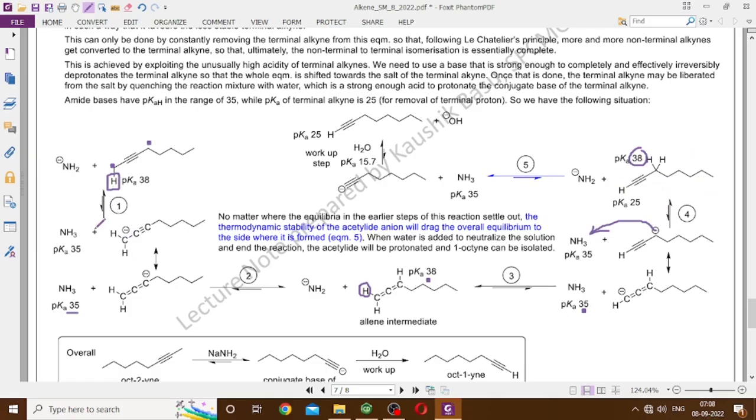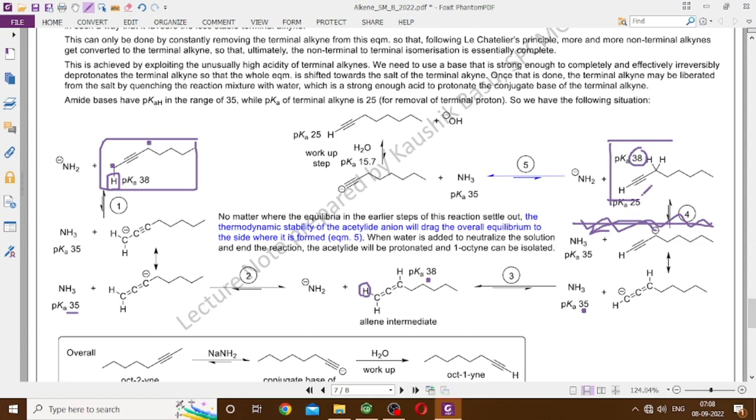So up to this point, this one is favored, because up to this point, 1, 2, 3, 4, there is equilibrium between the internal and the terminal alkyne. And we know that terminal alkyne is less stable, internal is more stable. So this one should be more favorable. But now see the pK differences. It's a pK difference of 3 here, 3 here, 3 here, 3 here.